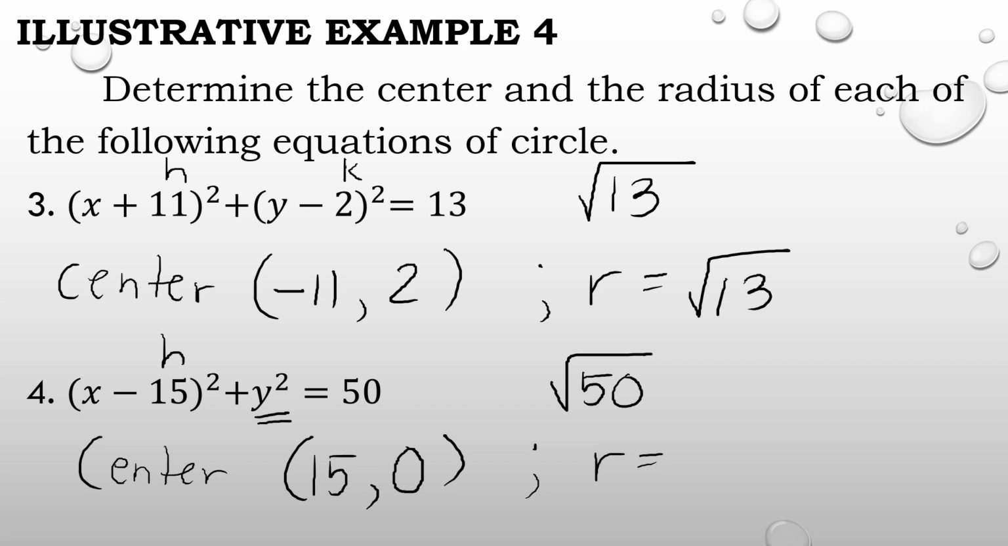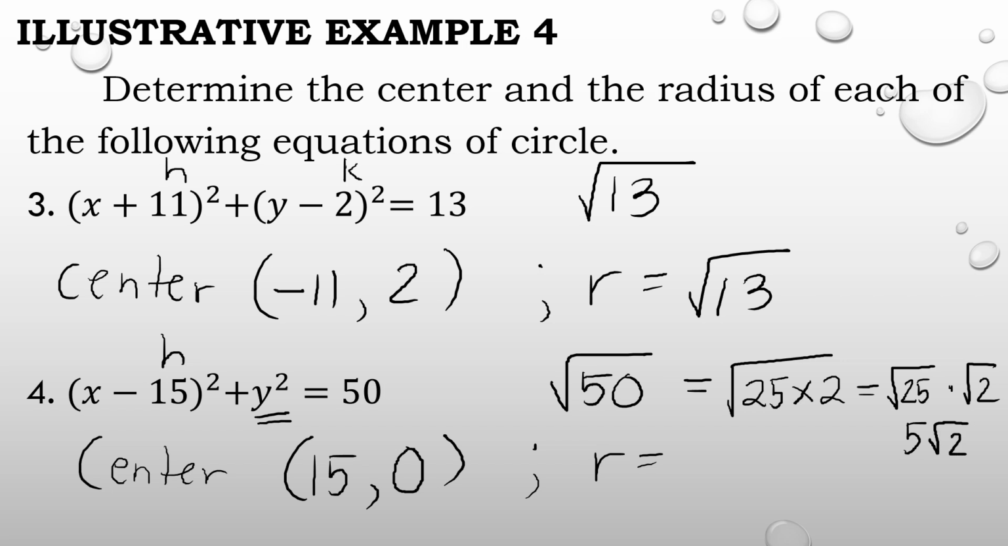However, the square root of 50 can be simplified, so we can think of two numbers wherein one of them is a perfect square. I can write 5 times 10. However, 5 and 10 are not perfect squares. So I can think of 25 times 2. 25 times 2 is 50, and 25 is a perfect square. So this is square root of 25 times square root of 2, wherein square root of 25 is 5, and then just affix the square root of 2. So the radius is 5 square root of 2.